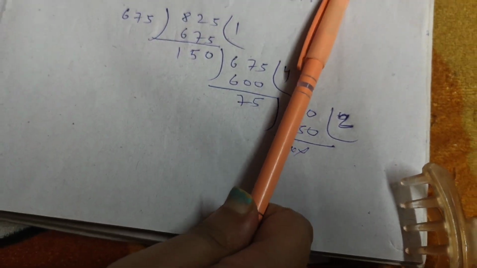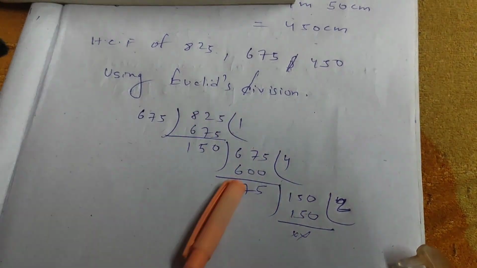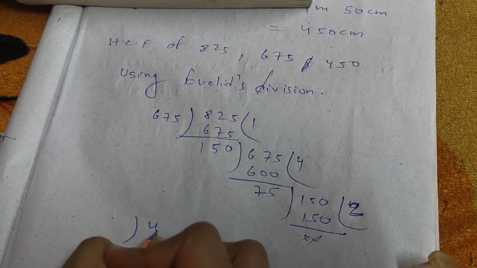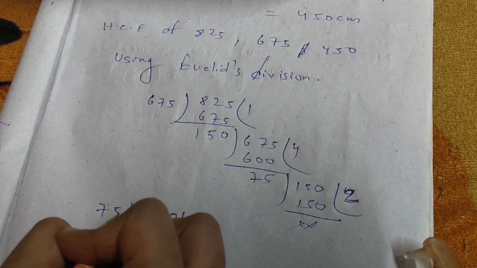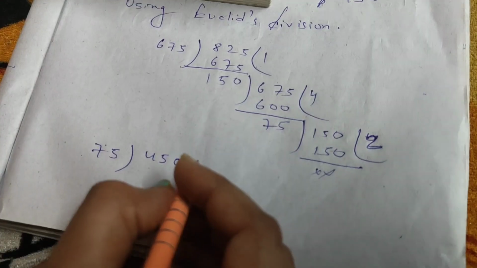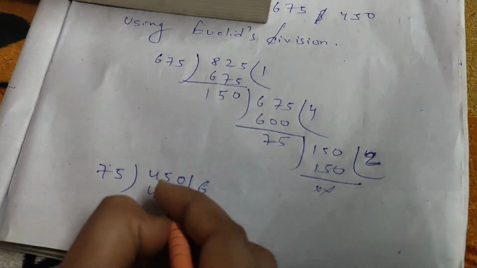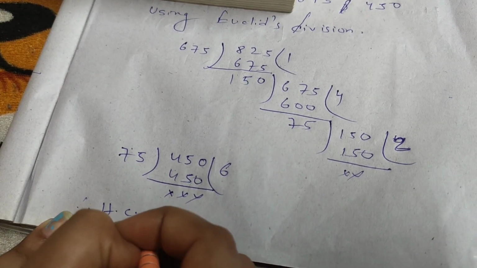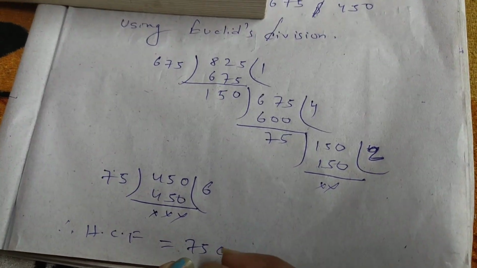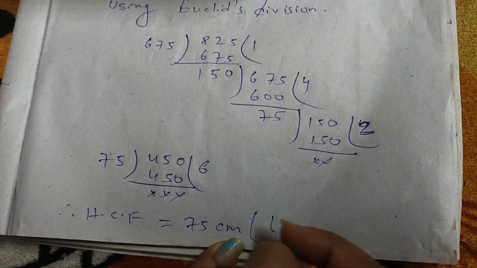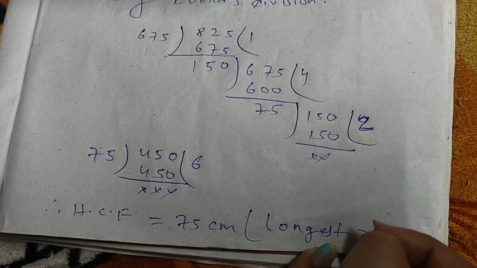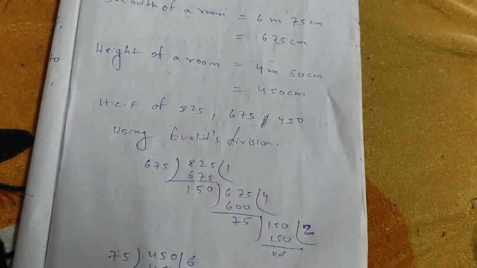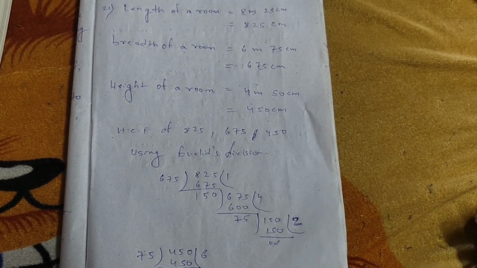Now we have one more number here, 450. So with the last divisor we divide 450 again. 75 times 6 is 450. So the HCF is 75 centimeter, which is the longest rod. So in this way you have to do the sums.